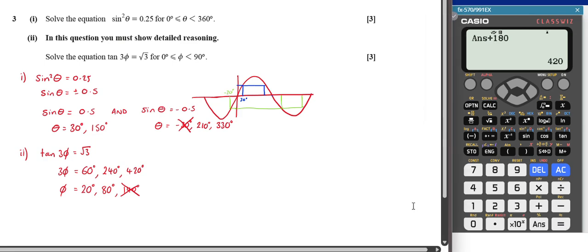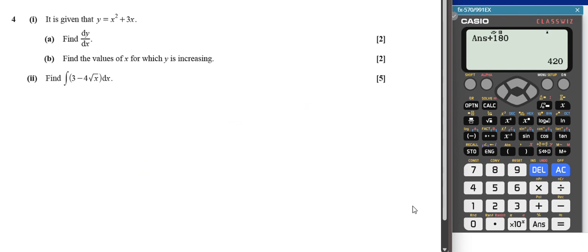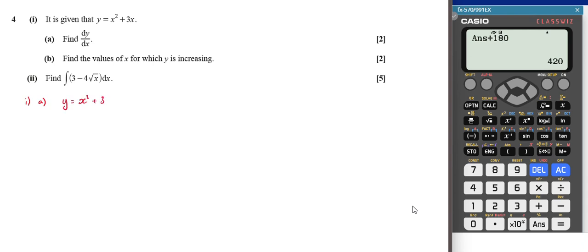Right, let's move on. Question 4. It is given that y equals x squared plus 3x, and we've got to find dy by dx. So we've got a nice straightforward differentiation question. If y is x squared plus 3x, dy by dx: multiply by the power, reduce the power by 1. So that would be 2x plus 3. Dead simple, 2 marks.